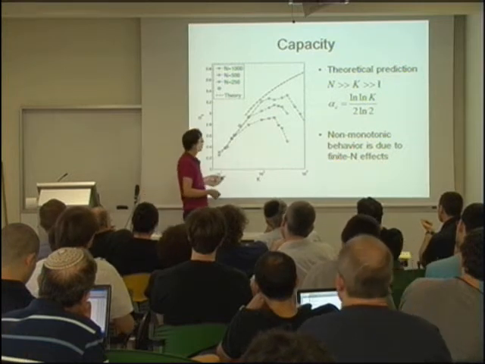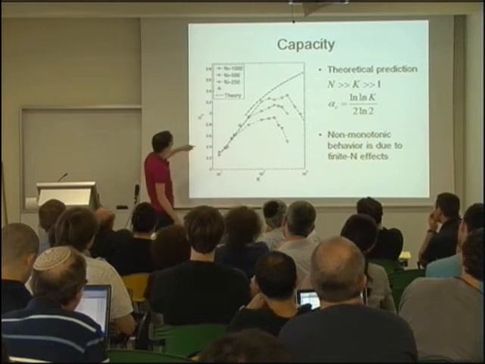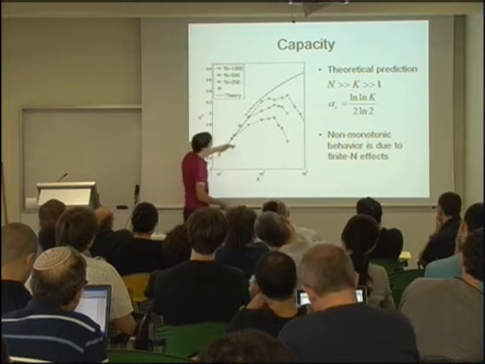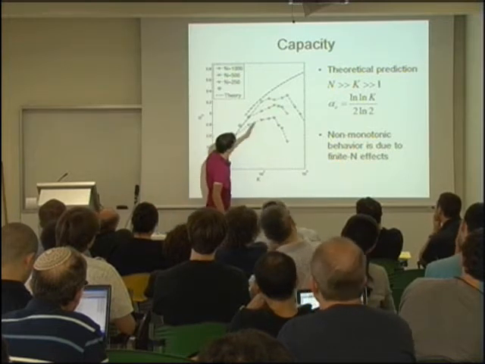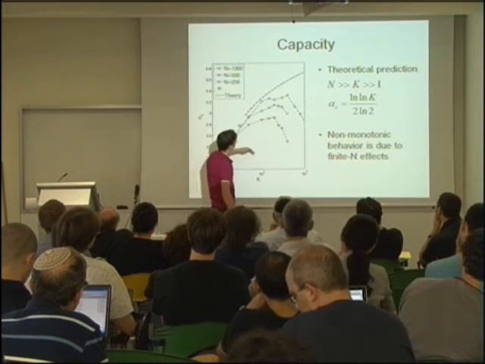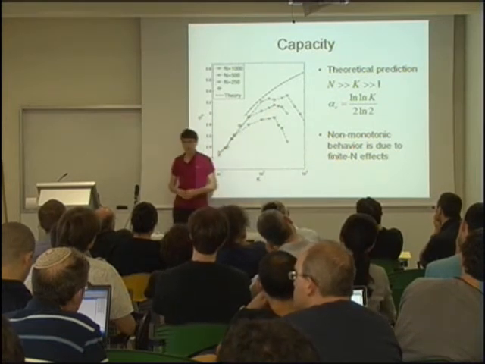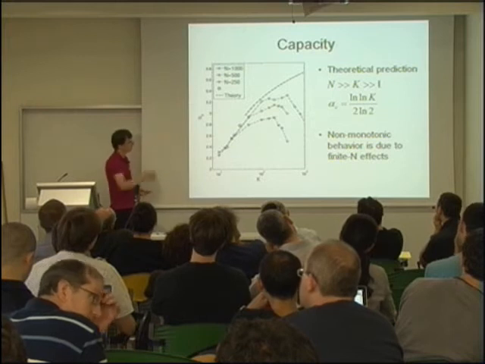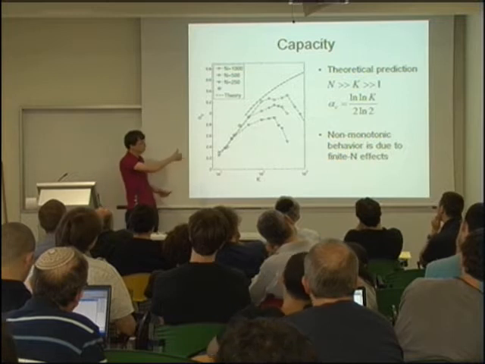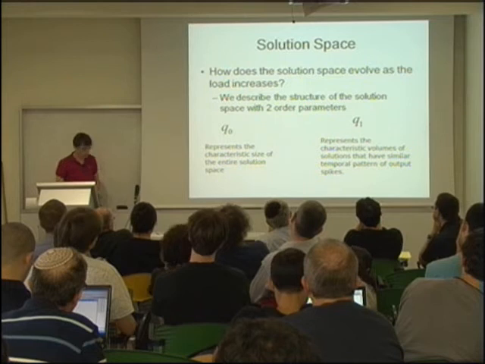What is important to know about the simulation result is that as we increase n, this is n at 250 neurons, this is 500, and this is 1000. As we increase n, the onset of this effect gets farther away, as we expect, and also the effect is weaker. So we get closer to the theoretical predictions as we increase n. This is why we believe this non-monotonic behavior is only due to finite n effects. So this is the capacity.